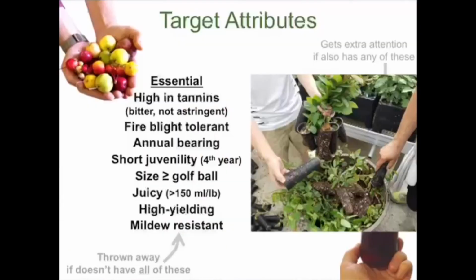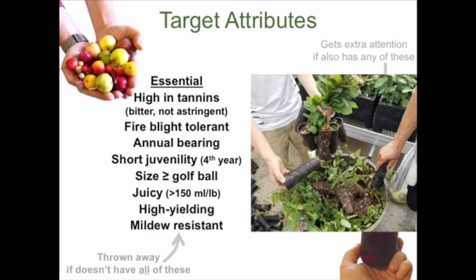So the target attributes that the students decided to go for, essential ones: they need to be high in tannins, so bitter but not being astringent, fire blight tolerant, at least tolerant, annual bearing, short juvenility at least by their 4th year, a certain size and certain juiciness, and be high yielding and mildew resistant. Whenever we see any seedling that has any mildew on it, which probably most of these do here, they're throwing away, it gets tossed. Throw away anything if it doesn't have all of these. If it ever shows that it doesn't have one of those things, we throw it.